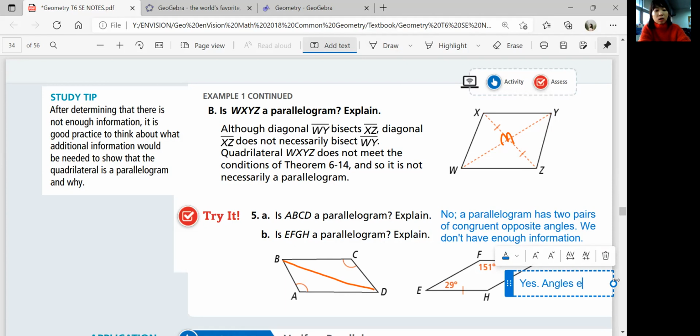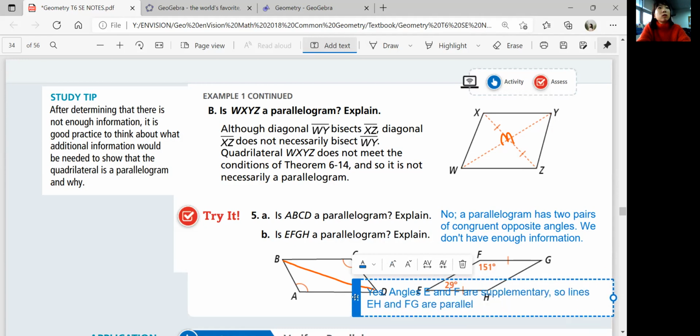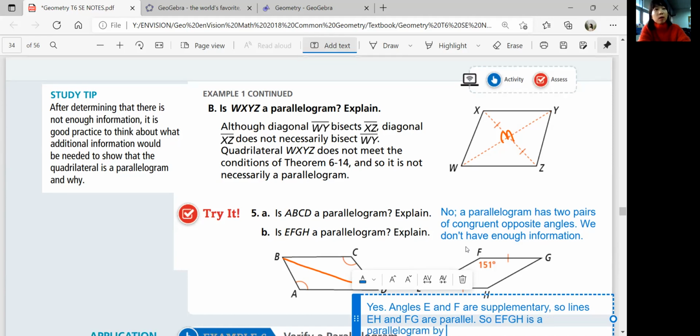Angles E and F are supplementary. So lines EH and FG are parallel. Let me move it here. Okay. So EFGH is a parallelogram by theorem 6-15. Okay.